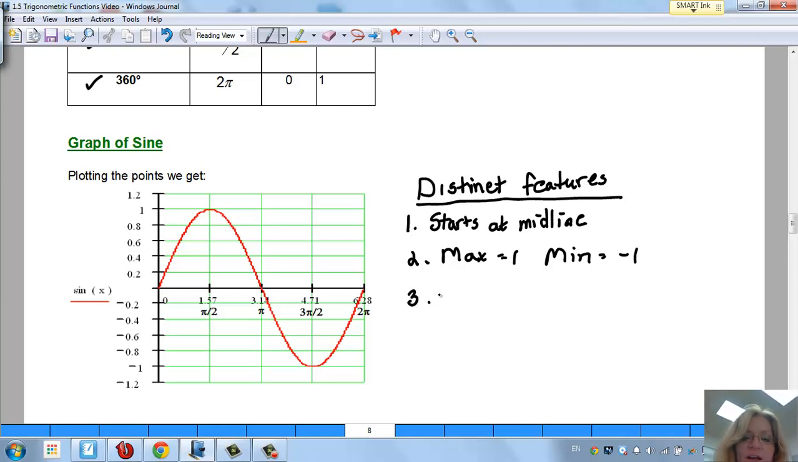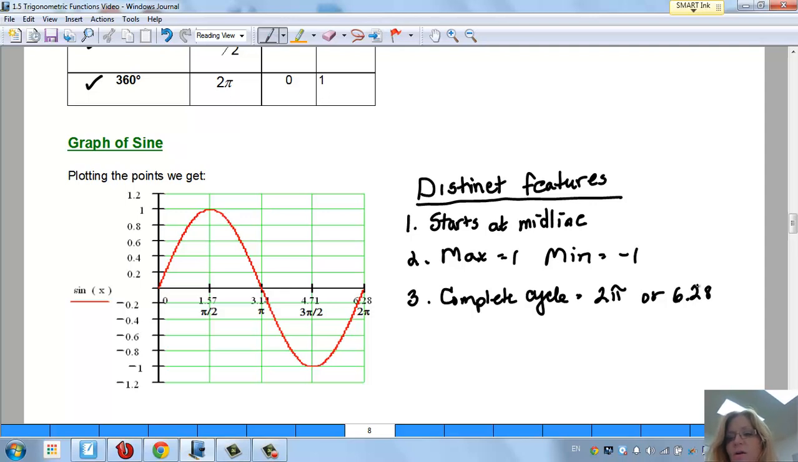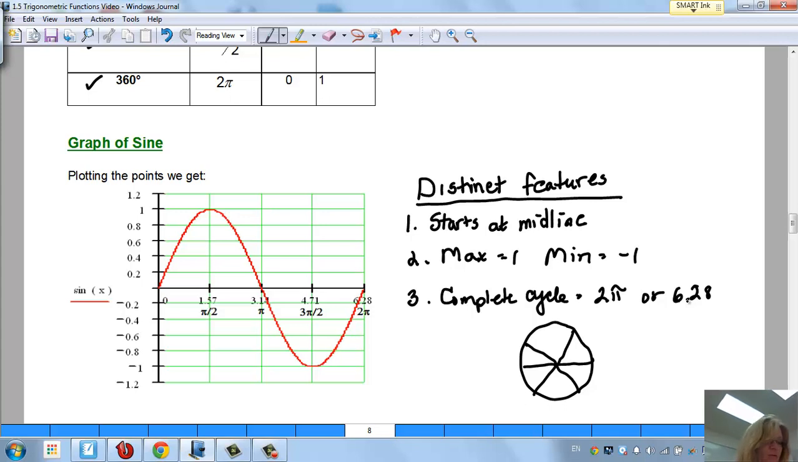A complete cycle is 2 pi, or, if you will, 6.28 radians. So this is where the whole circle, if you were to think of the unit circle, it's like someone cut a pie with a little over 6 slices. So this is kind of what it looks like. I mean, this is not exactly right, but that's what they basically did. It's a little over 6 slices. So there's only a little over 6 radians in a complete unit circle.